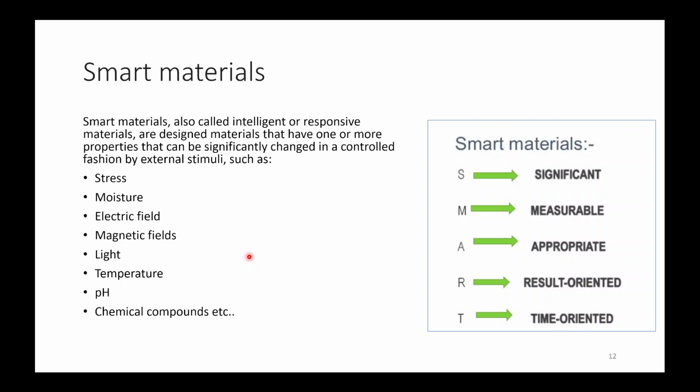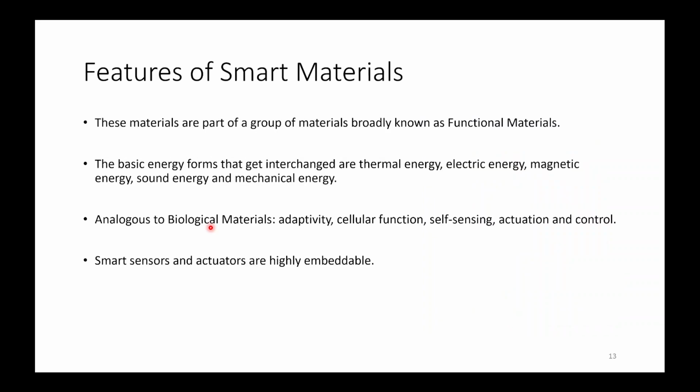Now we'll be going through some lecture slides. Firstly, smart materials. Smart materials are also called intelligent or responsive materials, which are designed materials that have one or more properties that can be significantly changed in a controlled fashion by external stimuli such as stress, moisture, electric field, magnetic field, light, temperature, pH, or chemical compounds, etc. Features of smart materials. Now these materials are a part of, one second.